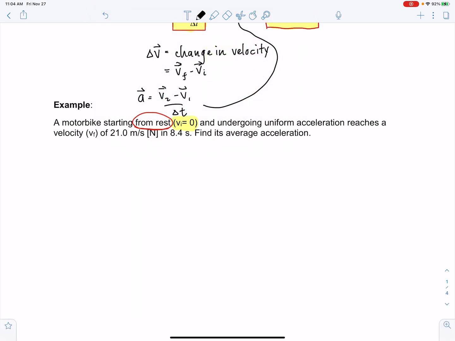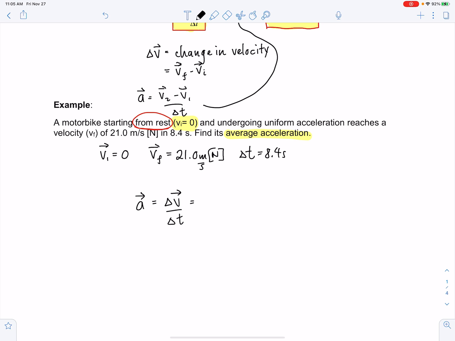So let's write down everything that's given. We have our initial velocity, which is 0, our final velocity, which is 21 meters per second north, and our elapsed time is 8.4 seconds. What they want us to find is the average acceleration. So acceleration is equal to delta v over delta t, which is v final minus v initial divided by elapsed time. And we can sub in our values and determine the acceleration.